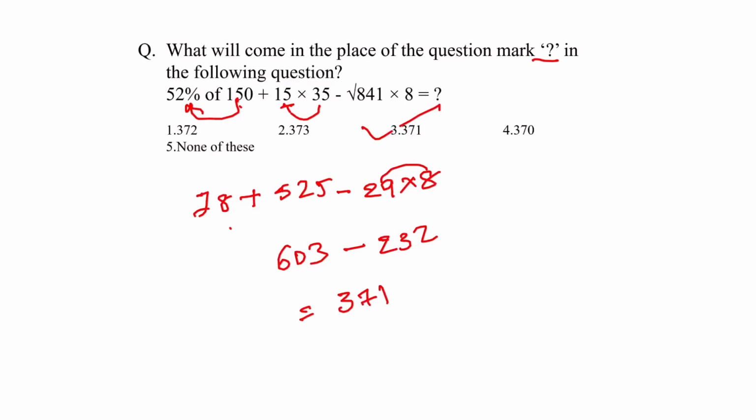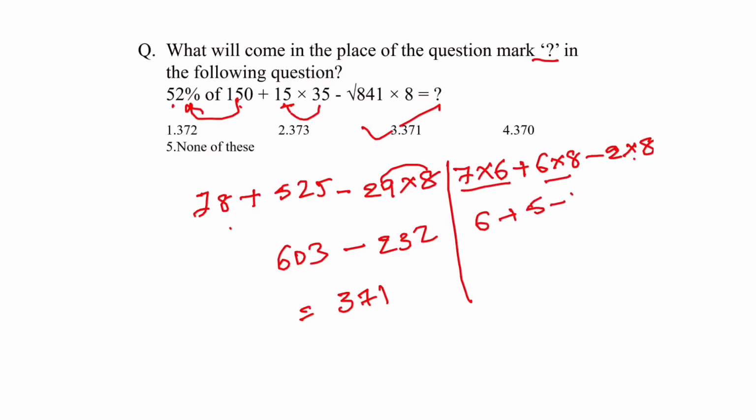So, ఇంత క్యాలిక్యులేషన్ చేయకుండా మీరు డిజిటల్ రూట్ అనే కాన్సెప్ట్ని వాడుకోవచ్చు. డిజిటల్ రూట్ ప్రకారం 52 డిజిటల్ రూట్ 7 అవుతుంది. 150 డిజిటల్ రూట్ 6 అవుతుంది. 76 ప్లస్ 15 యొక్క డిజిటల్ రూట్ 6, 35 యొక్క డిజిటల్ రూట్ 8 మైనస్ 29 యొక్క డిజిటల్ రూట్ 2, 8 యొక్క డిజిటల్ రూట్ 8. 7 6s are 42, at 6 అవుతుంది. 6 plus 8 14, at 5 అవుతుంది. 2 8s are 16, at 7 అవుతుంది. 11 minus 7 is 4 రావాలి. ఇచ్చిన ఆప్షన్స్లో డిజిటల్ రూట్ 4 ఉందా చూసుకోవాలి మీరు.